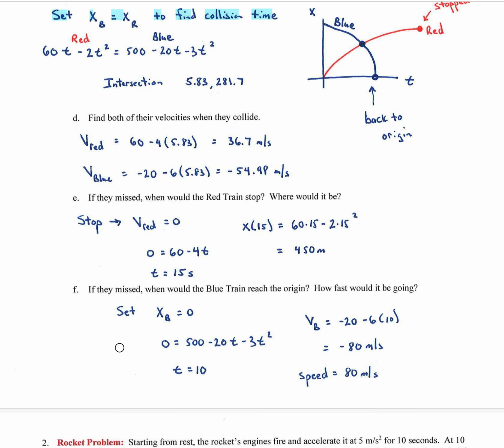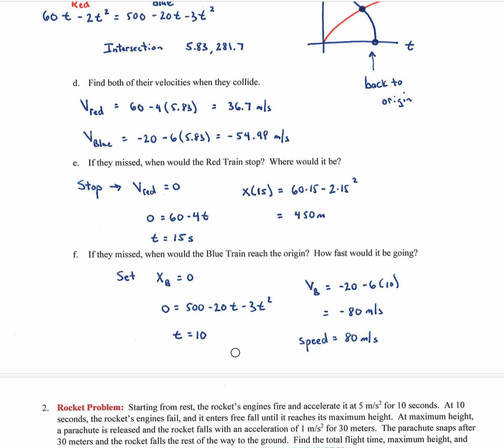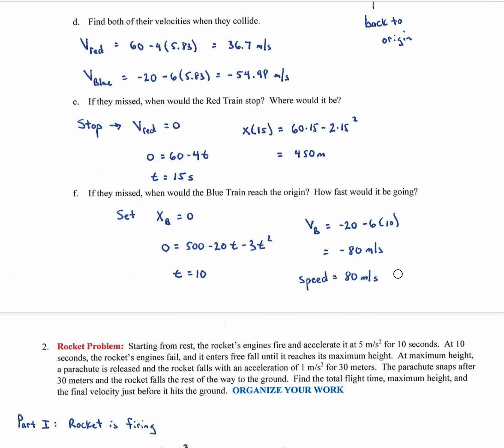If they miss, when would the blue train reach the origin? How fast would it be going? Again, we want to set xb equal to 0, which is graphically finding this point, and that's at 10 seconds. If I want to know how fast I'm moving, I just plug it into the velocity equation, and my velocity is negative 80 meters per second, which just means I'm moving to the left. In this case, we say speed, so we just want a positive.